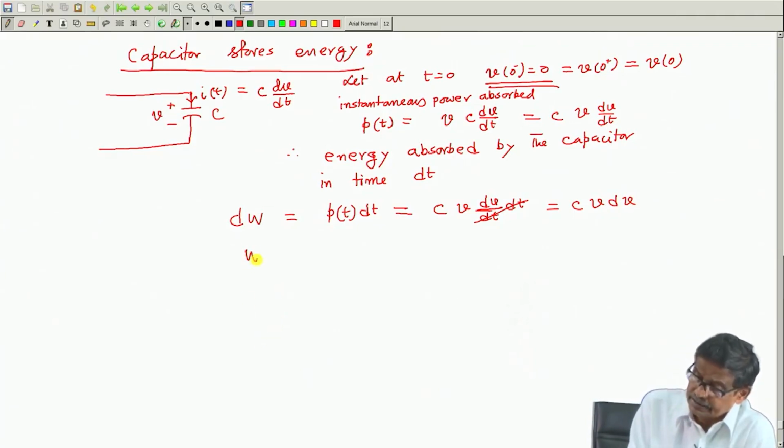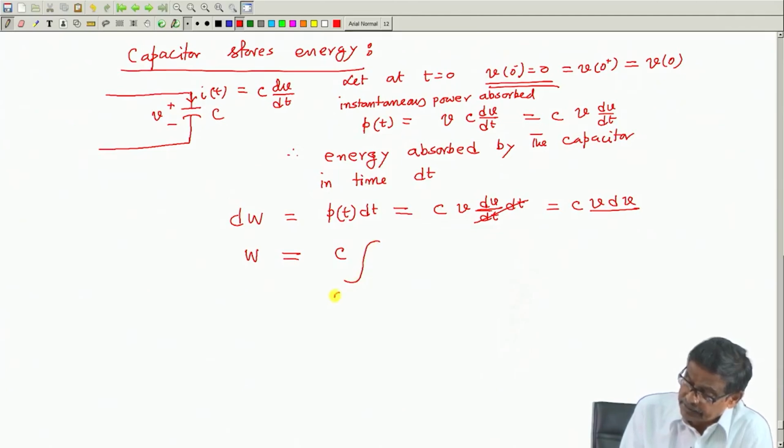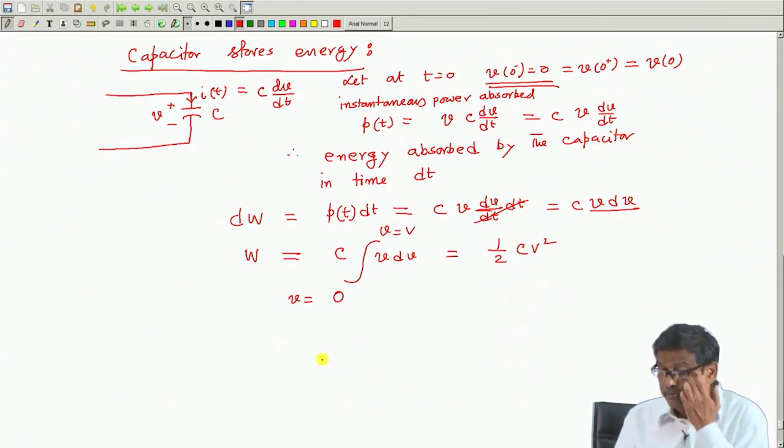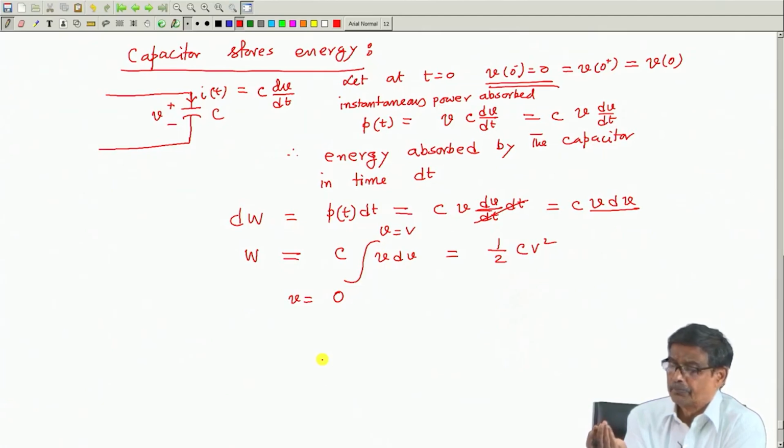Therefore, the total energy supplied to the capacitor. So, it is now an integration to be done with respect to the voltage across the plate of the capacitor. Suppose the voltage across the plate of the capacitor changes from 0 volt to some volt capital V. So, this will be integral of C V dV and this will become equal to half C V square. In general, if you know the instantaneous value of the voltage across the plate of the capacitor at any given time t, then at that time the energy stored simply will be half C into that instantaneous voltage square.